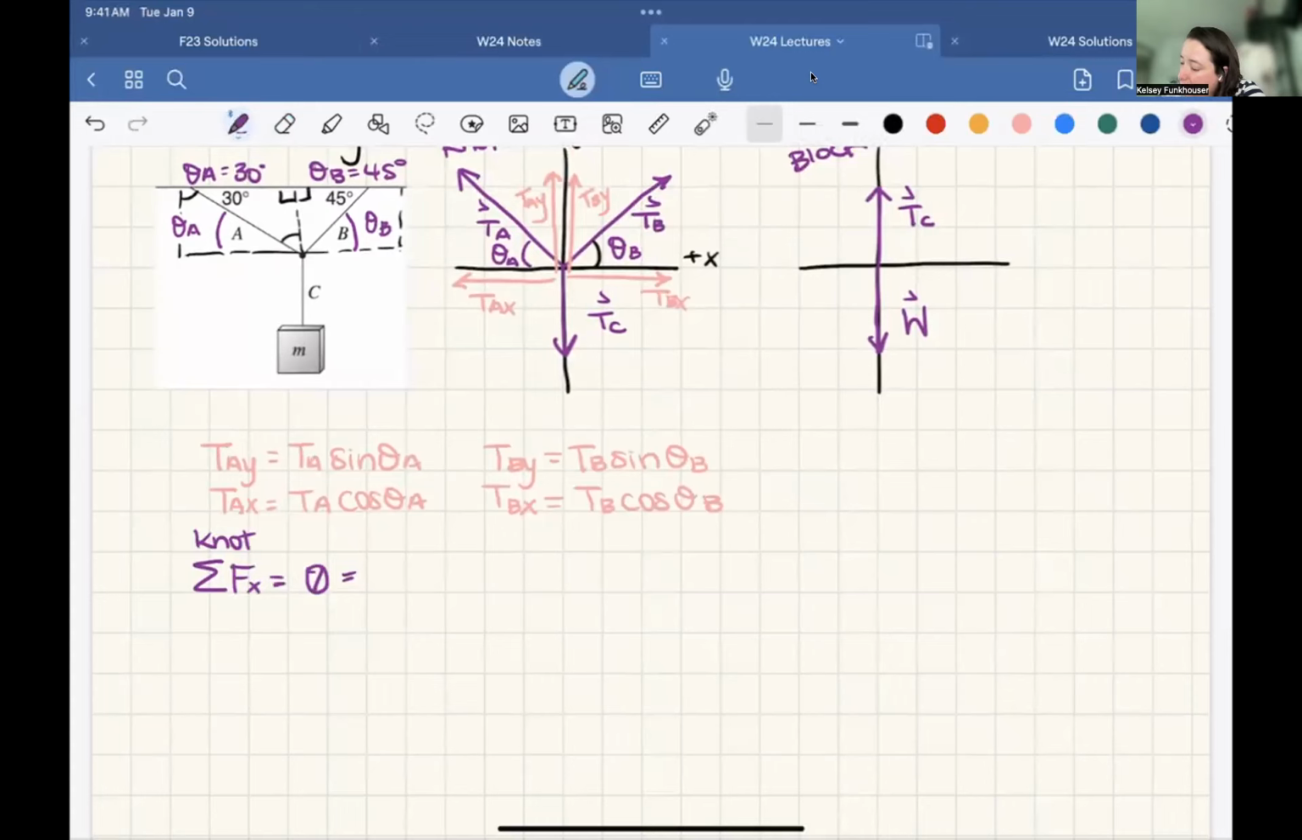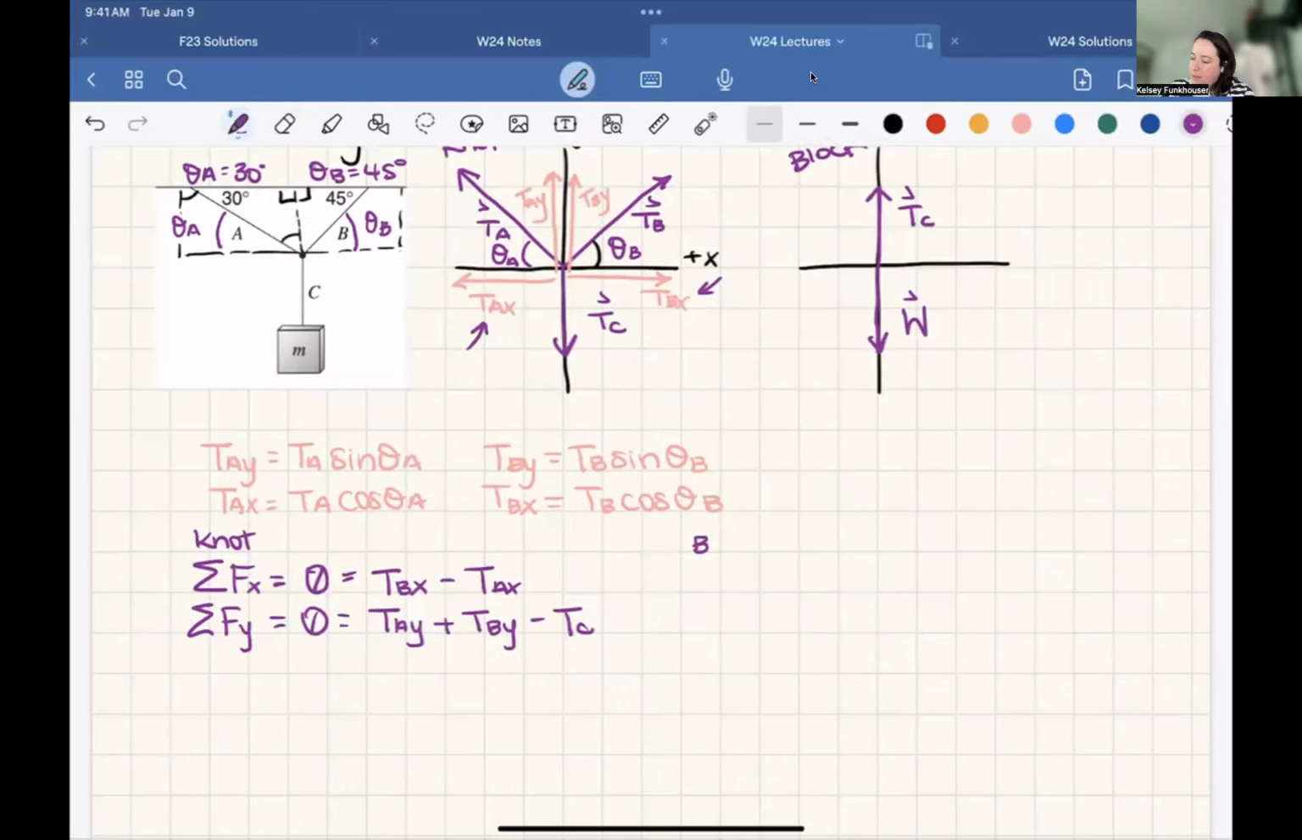So in X, we have the X component of tension B in the positive direction, and then the X component of tension A in the negative direction. I'm just going to write them this way instead of the equation right now. Okay, let's do the Y direction. Again, net force is 0. So in the Y direction, we have the Y components of the tensions in the positive direction. So we'll just add those together, TBY, and then TC is subtracted from them.